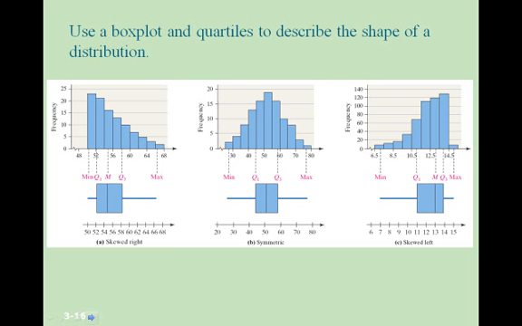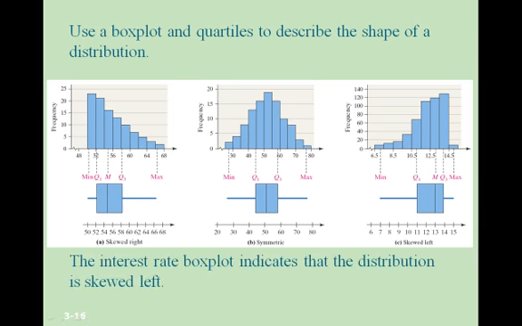In the middle picture, the histogram is a symmetric histogram. We see that our box plot is also symmetric. It's exactly divided in half. Both sides of the box are equal, and both whiskers are the same length. And then in our last picture, we see the data is skewed left, and we notice that our box plot is skewed left. The left side of the box is larger than the right, and the left whisker is longer than the right whisker. So our interest rate box plot indicates that the distribution is skewed left.